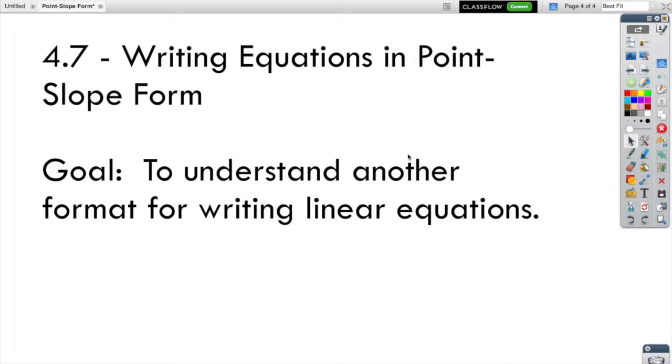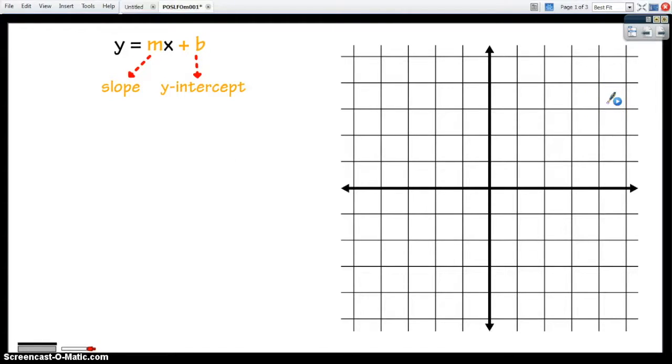We've seen slope-intercept form, we've seen standard form. So this is just another one to help us deepen our understanding of linear equations. Alright, in this lesson we're going to take a look at another way to deal with linear equations other than slope-intercept and standard form. Alright, let's say we have to make a graph.